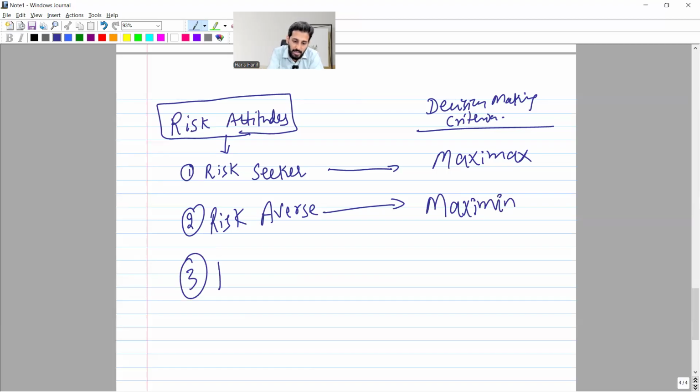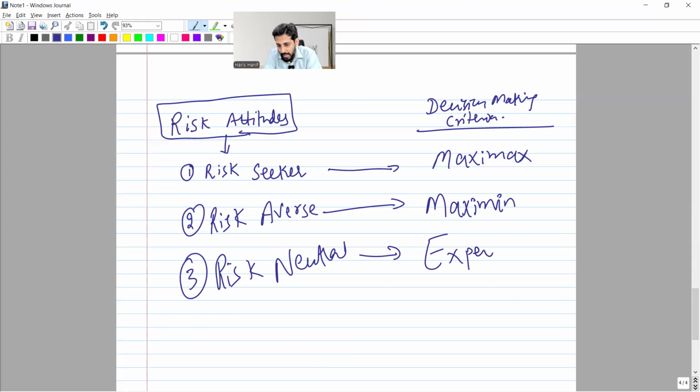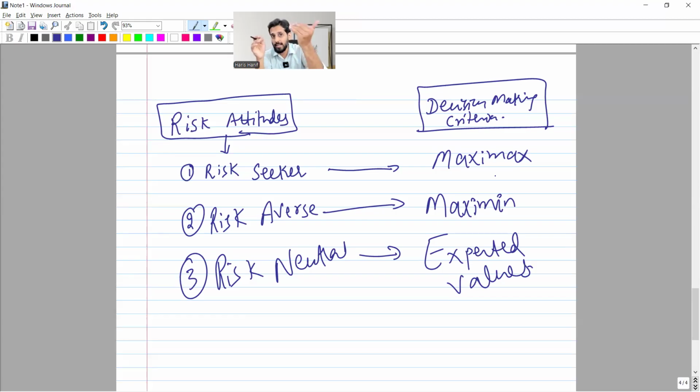And number 3 is the risk neutral. Who is risk neutral? He is neither risk seeker nor risk averse. So he will be taking the decision based on expected values. So that does not mean that whatever the criterion is, it suits. No, it depends on the risk attitude, the mindset. If you have a risk seeking mindset, you will drive very fast. If you are risk averse, you will drive slow. If you are risk neutral, you will see the probability in order to decide whether to speed up or slow down your drive. So it depends. I just gave you a simple example.